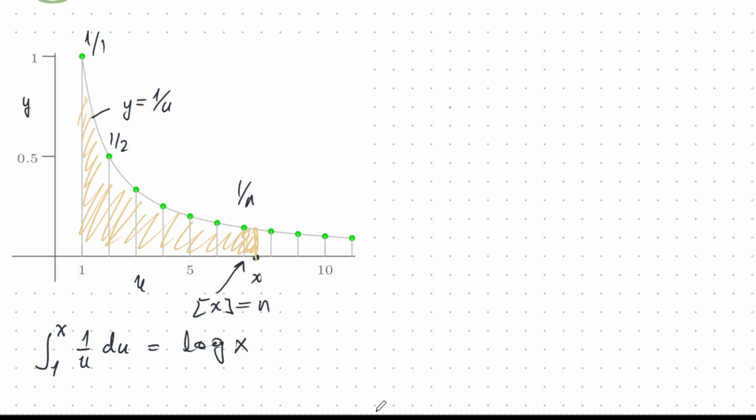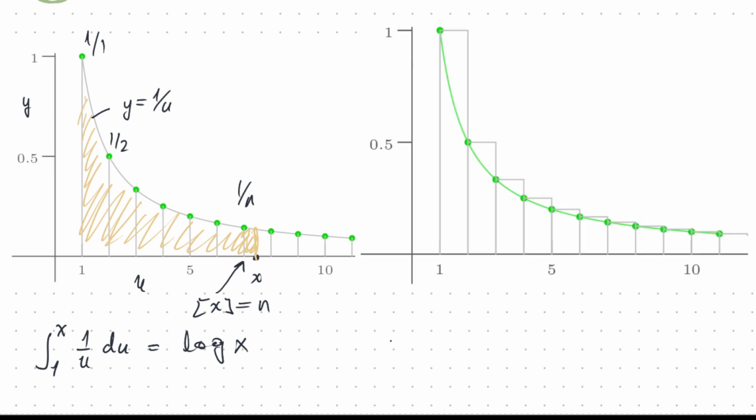Now let's take a more discrete look at this. I've got the same plot, but now I have some rectangles. All right, so that's x, this is n, this is an integer part of x. And these rectangles, they all have a width of 1. So it's easy to compute the areas of these things. So what is the area of this one? Well, the area of this one is just 1 over n times 1. So that's the area.